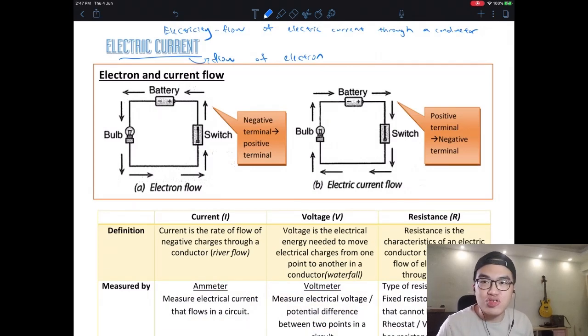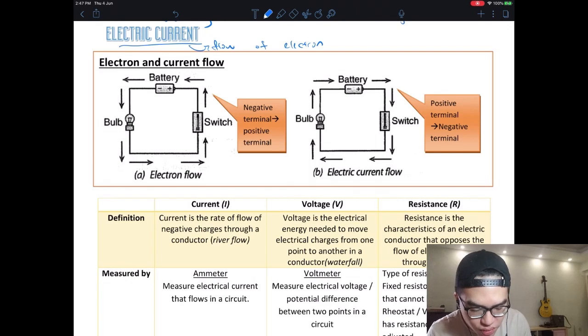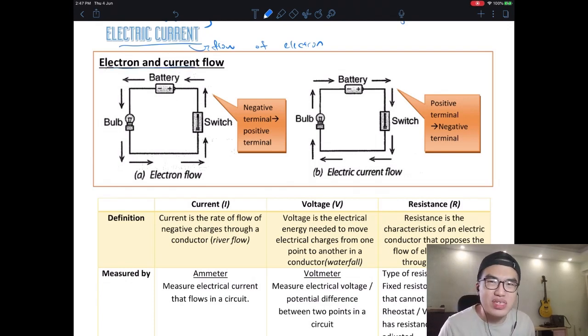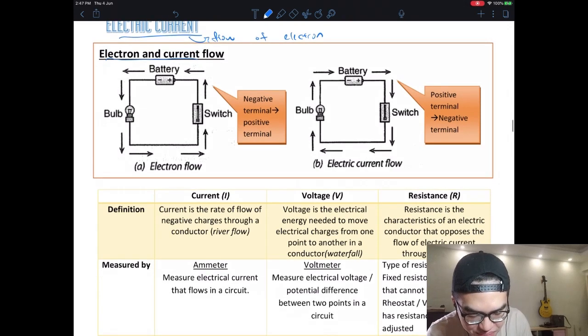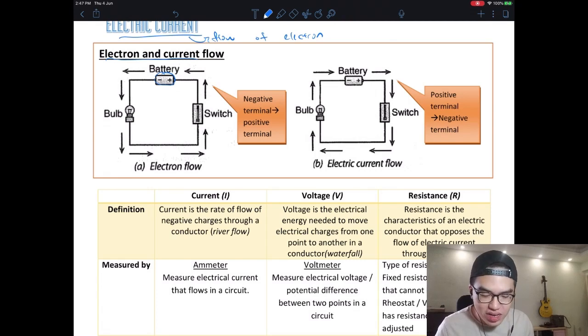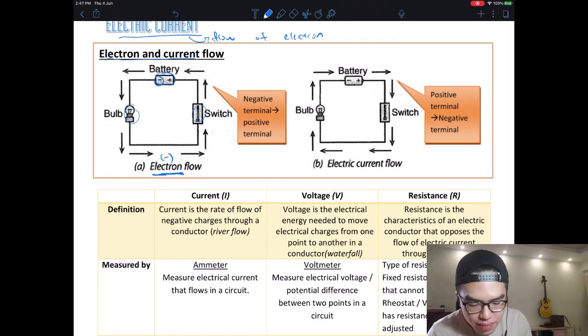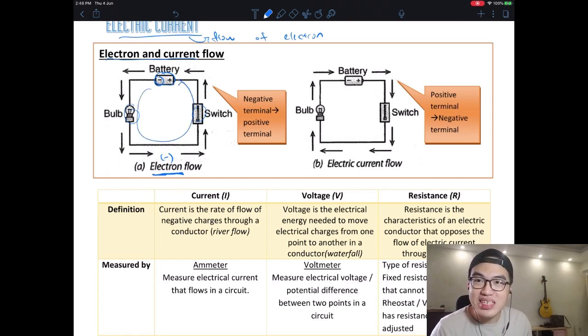Let's look at electron and current flow. This part is not so important because it is more physics stuff, but it's good to know. I'm sure you recognize your battery, and you know a battery has positive and negative. We have a switch here and a light bulb here. Electron flow will always start from negative because the electron itself is negative, remember? Proton is positive, electron is negative. So they will flow from negative to positive.